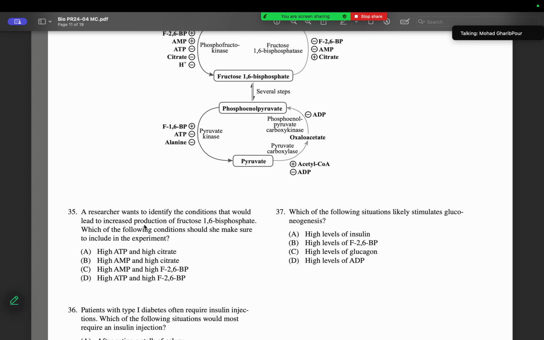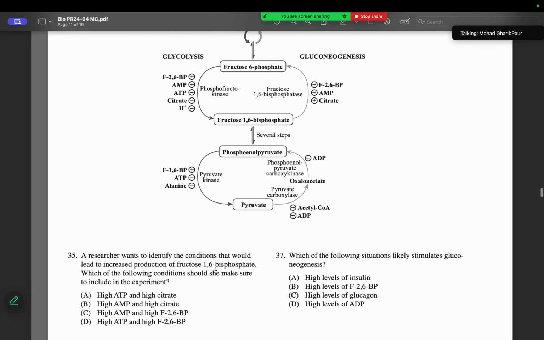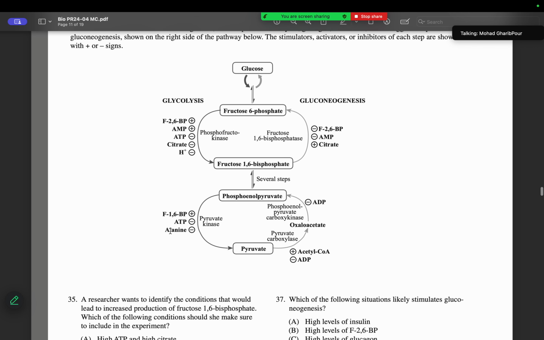35. A researcher wants to identify the conditions that would lead to increased production of fructose 1,6-bisphosphate. Which of the following conditions should she make sure to include in the experiment? So let's find fructose 1,6-bisphosphate here. Right there.